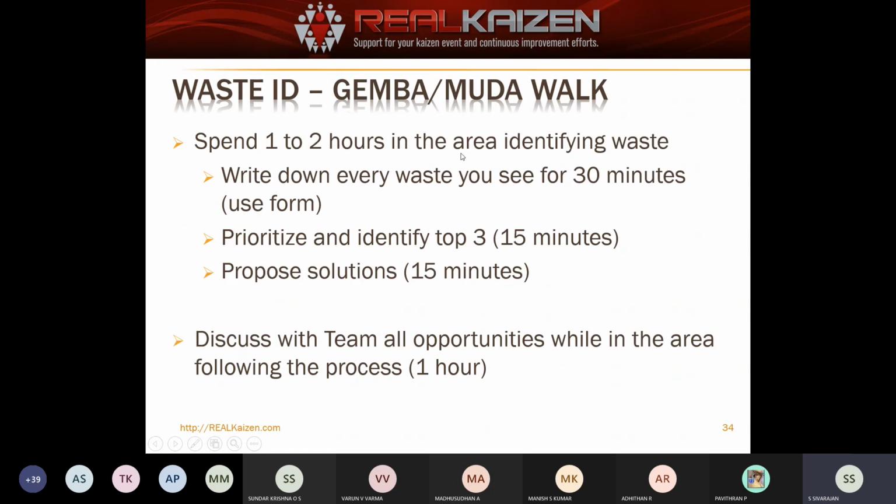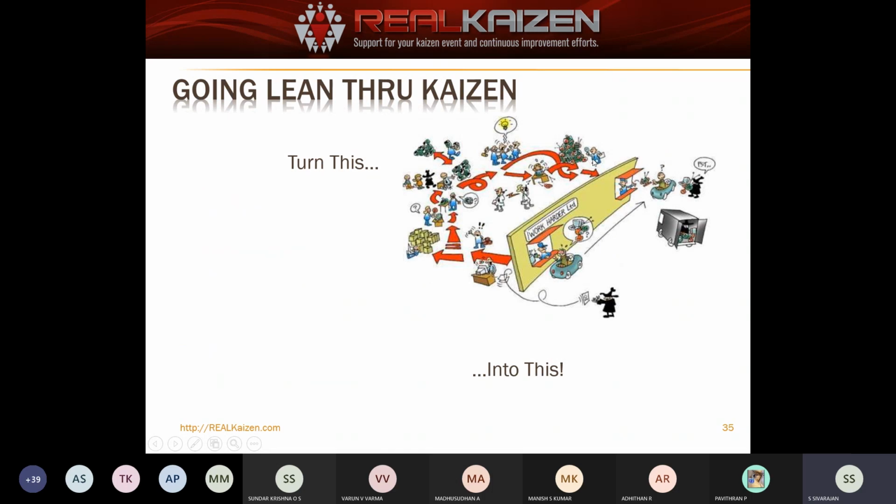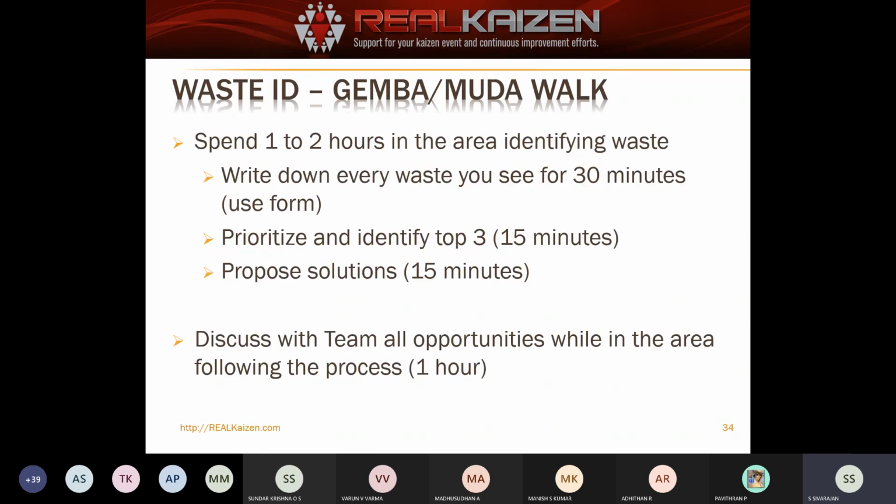You spend 1 to 2 hours in the area identifying the waste. Even for my laptop I am doing this, because many times whatever I am doing, everything I feel is very important, so I keep everything on the desktop so that I do not waste time. But yesterday I spent half an hour on unnecessary things. You can put it in some pen tray or something like that. So you spend 1 to 2 hours in the area identifying waste. Even in industry, you can do like this.